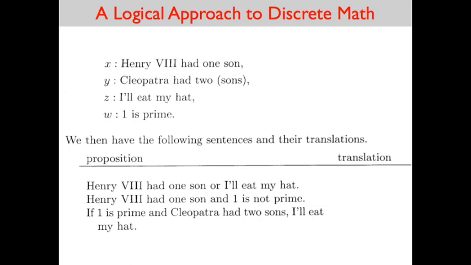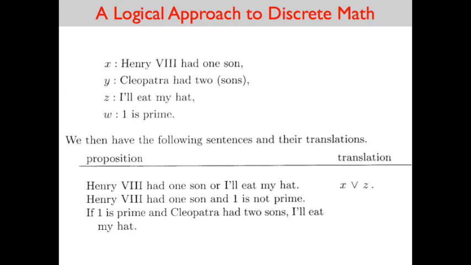Well, if that's the case, if Henry VIII had one son, or I'll eat my hat, is the statement that we want to translate, and if Henry VIII had one son is the letter X, and I'll eat my hat is the letter Z, then, Ben, what is the translation into Boolean algebra? X or Z.